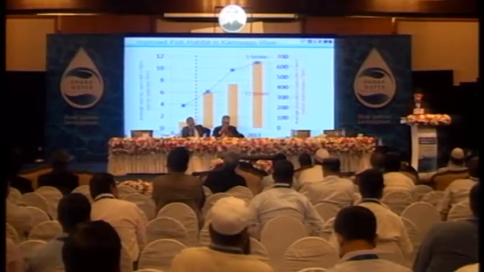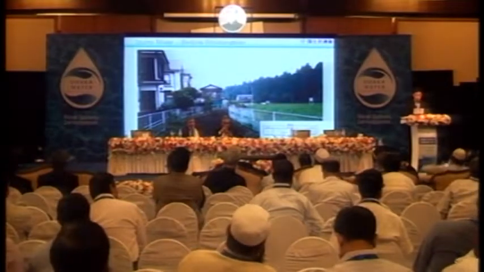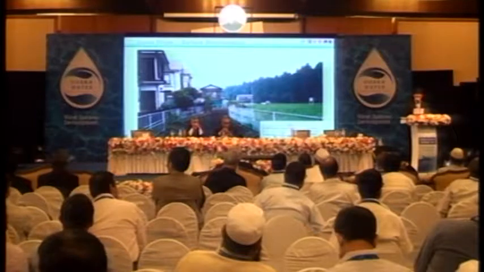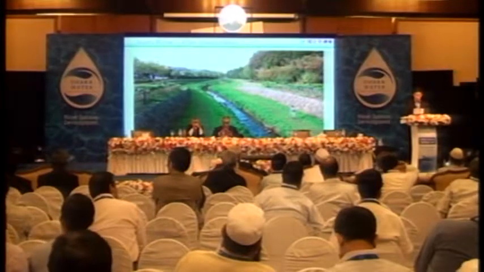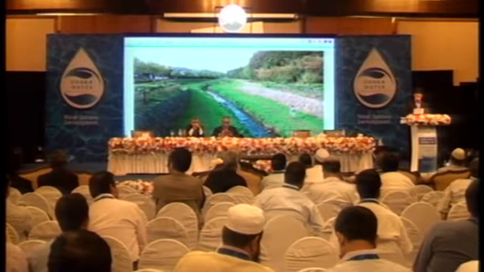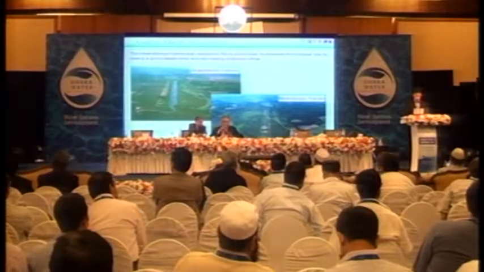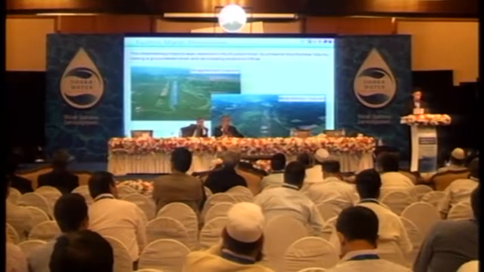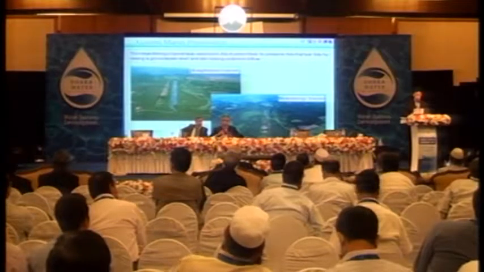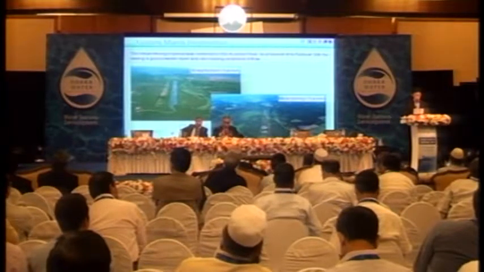That is proved. This is another example of Izumi River. The photo is before restoration. And this is after restoration. You see, we got a wide riverbed and natural river course. This is recreated.